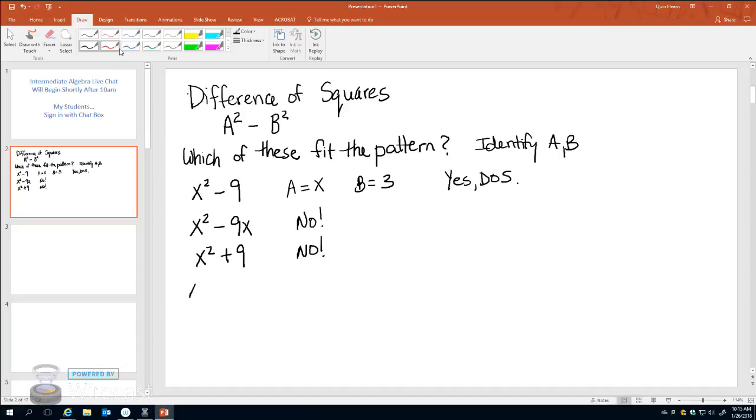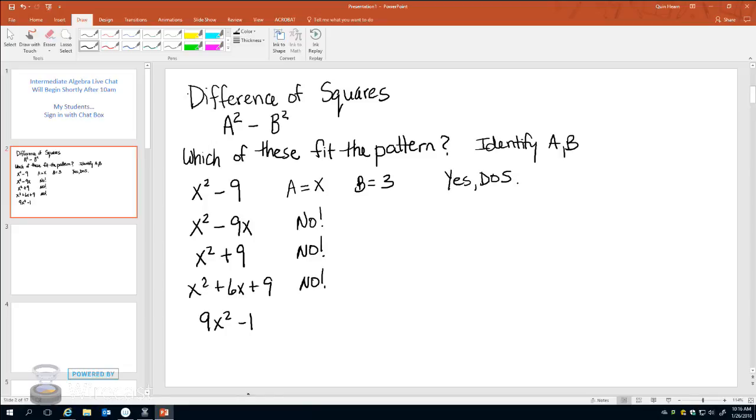All right. How about x squared plus 6x plus 9? Right away, we count the number of terms. This is not a binomial. It's got 3 terms. Terms are things separated by a plus or minus. Difference of squares is always 2 terms being subtracted. We have 3 terms being added, so definitely not a difference of squares. How about 9x squared minus 1? Okay, our first thing we check is the number of terms. We have 2 terms being subtracted, so far so good.